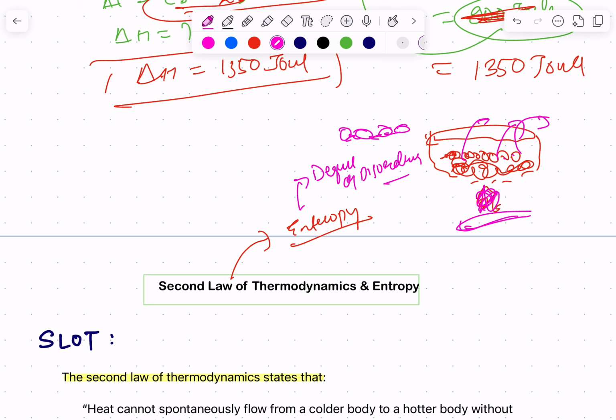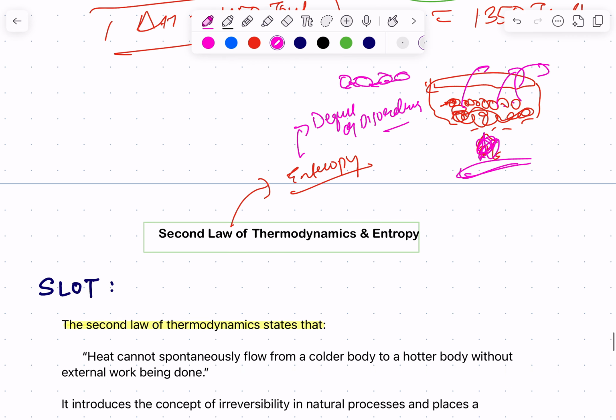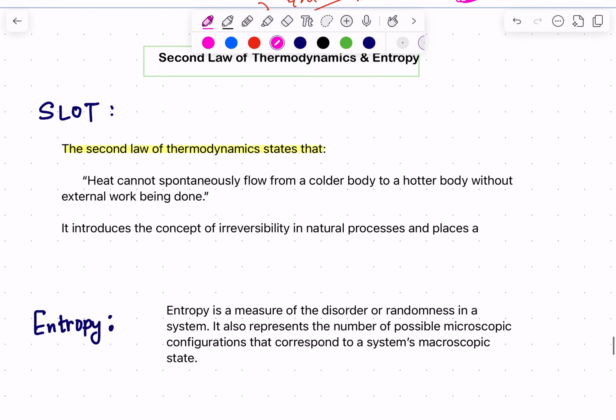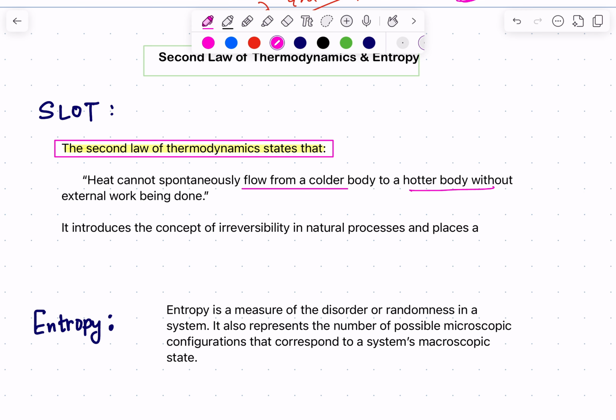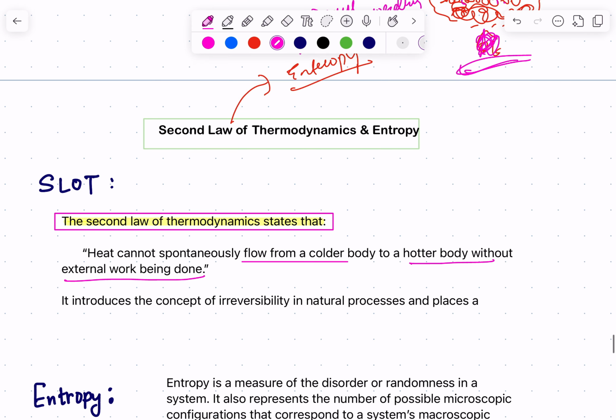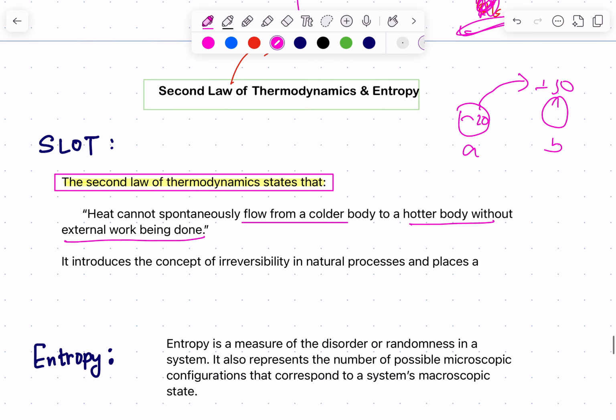Okay, so this is how. The second law of thermodynamics states that the entropy of the universe is continuously increasing. This is what I have understood. But we have a lot of definitions for the second law of thermodynamics, and one of them is that heat cannot spontaneously flow from a colder body to a hotter body without external work. For example, if there are two bodies, A and B, and one is at minus 20 degrees Celsius and the other is at plus 30 degrees Celsius, the heat cannot flow from the colder body to the hotter body. So this is what the second law of thermodynamics means.